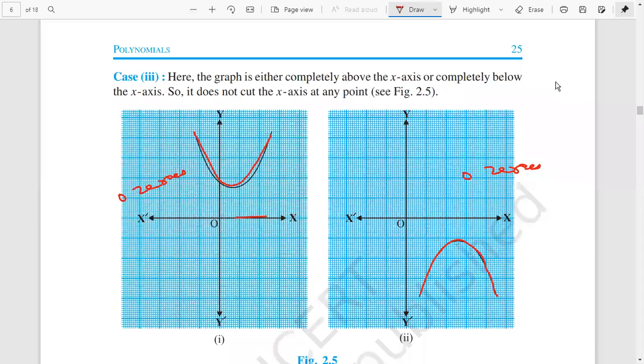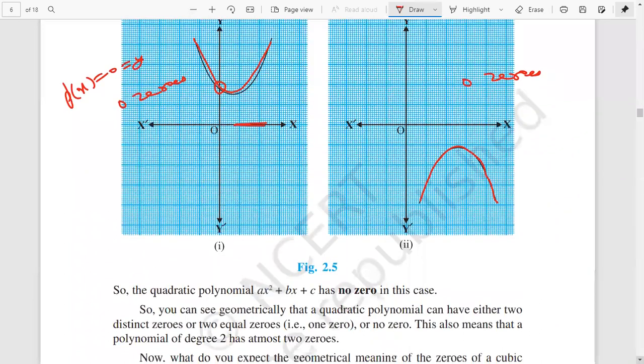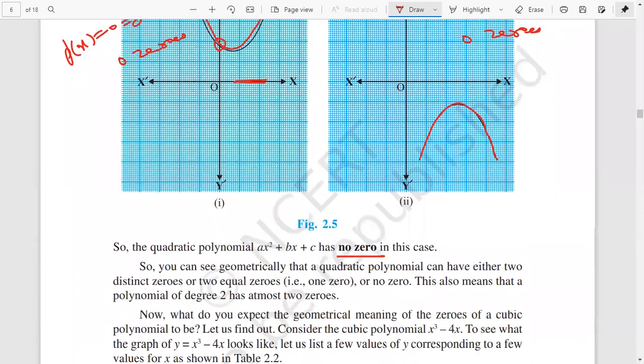because zeros are always values of x for which p(x) is 0. p(x) means y. p(x) is 0 means y is 0. So y is never 0 here. Y is this much, 2, 3, some value. Y is never 0 here. So you always have to see where the graph is meeting, cutting or intersecting the x-axis. That is the zeros value. So here both have no zeros, or we can say no solution.